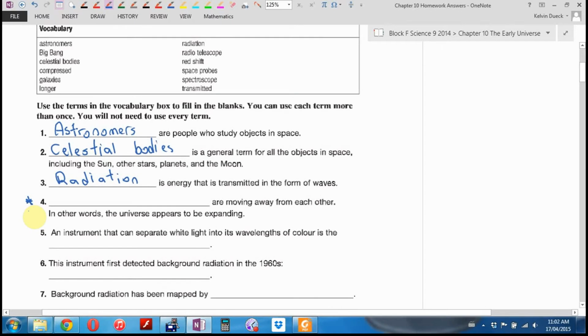What are moving away from each other? What tells us that the universe is expanding? Galaxies. Aiden, you're on a roll. You're getting the candy if you keep going.